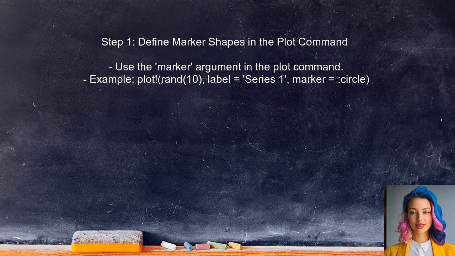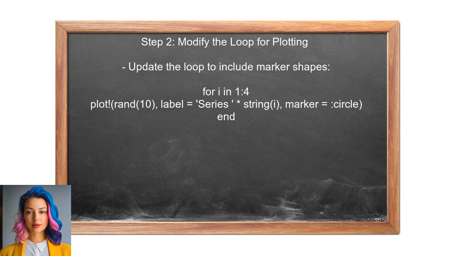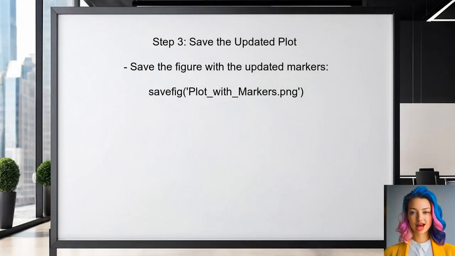To add markers to the legend in a Plots.jl plot, the user should first ensure that the markers are explicitly defined in the plot command. This can be done by specifying the marker shape for each series. Next, the user should modify the loop that creates the plots. By including the marker shape in the plot command, the user can ensure that each series has a distinct marker displayed in the legend. After updating the loop, the user should save the figure again.